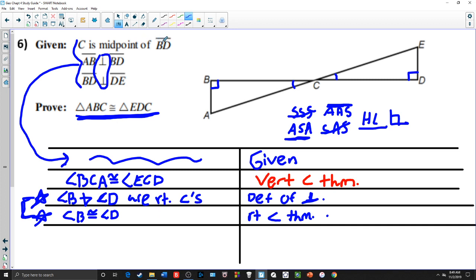C is the midpoint of BD. Midpoint, thankfully, is used to give me congruent sides. So let's see where that is. So C is right here. That's in the middle of BD.